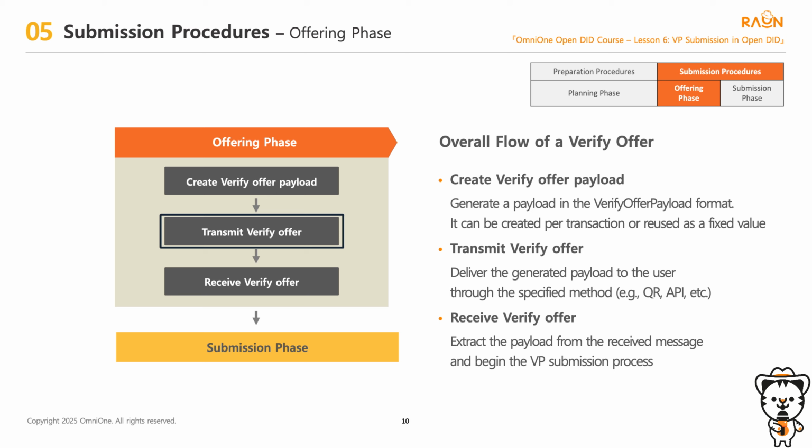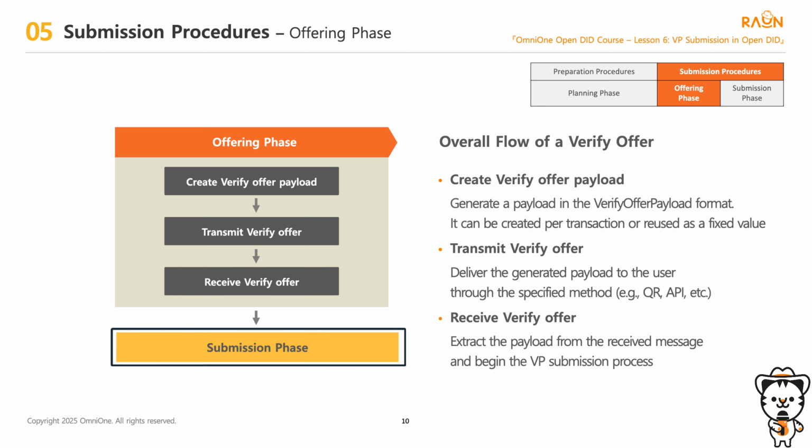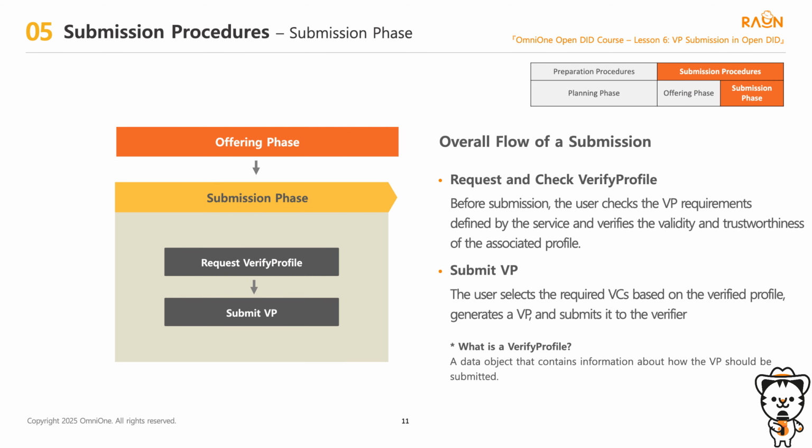The next step is to send this created offer payload to the user. Here, using the delivery methods we discussed earlier, the offer is sent to the user via methods like a QR code or a push notification. The next step is the user receiving the offer. The user's authorized app analyzes the received offer and extracts the necessary basic information for the next step, which is the submission. After going through the offering phase, we move on to the submission phase.